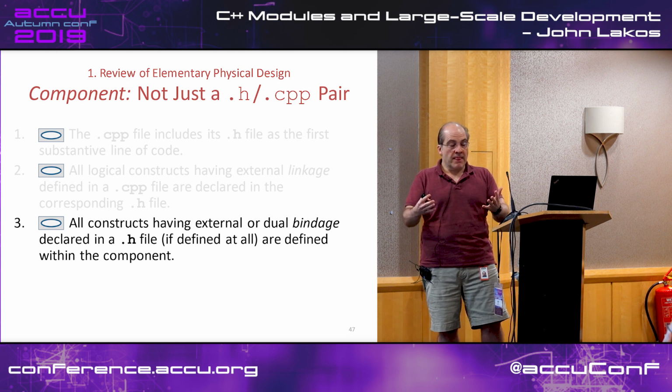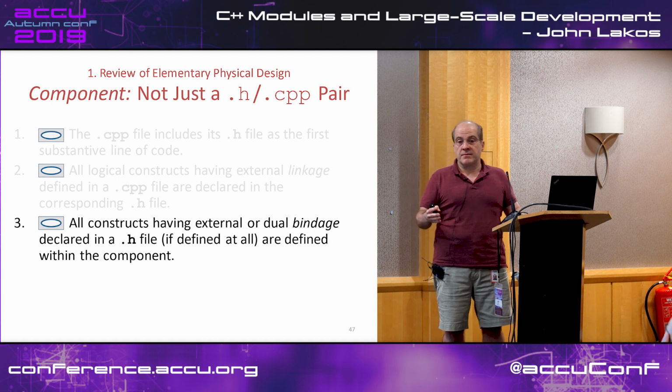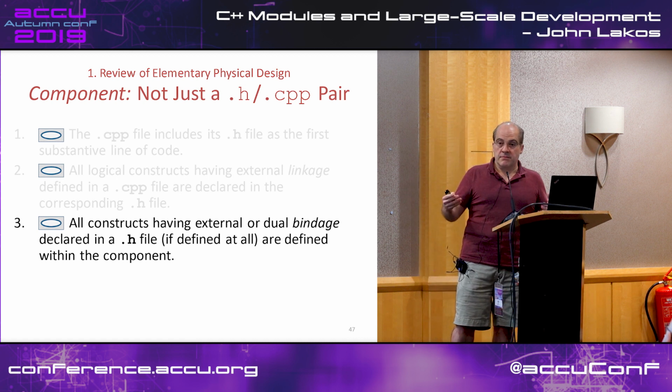Make sense? There are some things in C++ that have both internal and external, or dual, bindage, and sometimes the compiler does the binding, and sometimes the linker does the binding. There are two that I know of. I don't know of any more. What do you think they are?